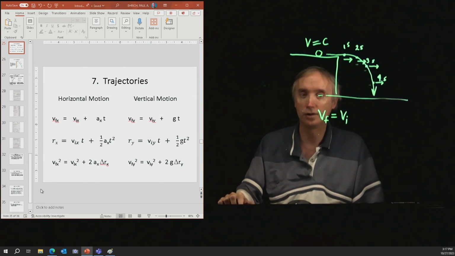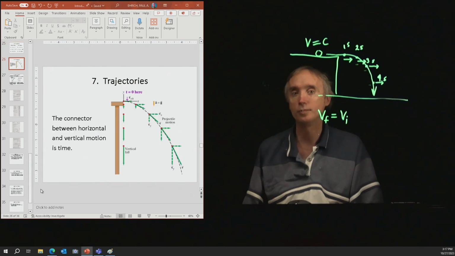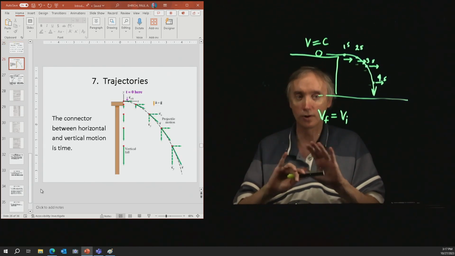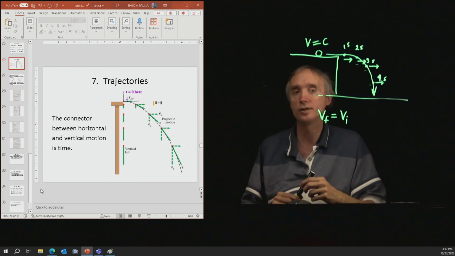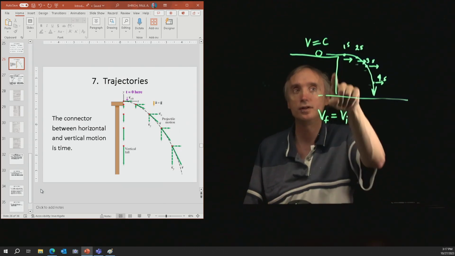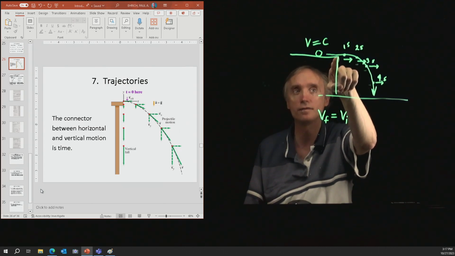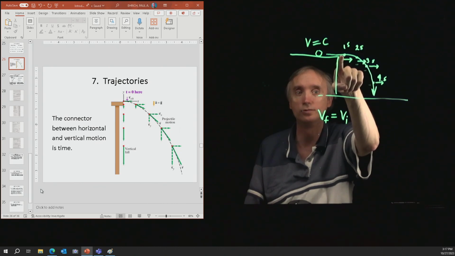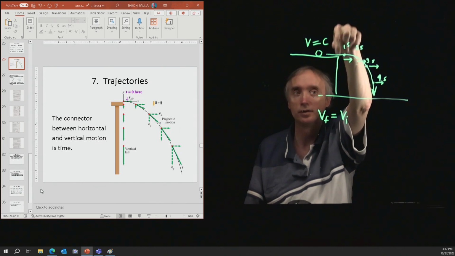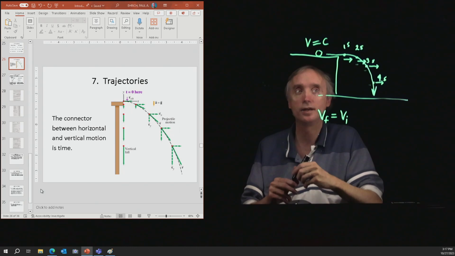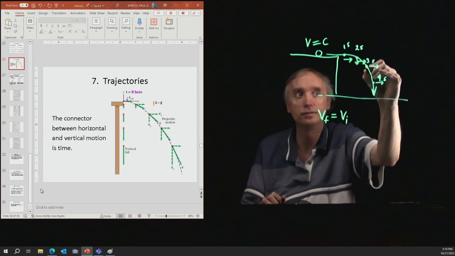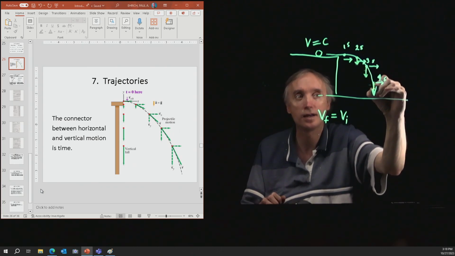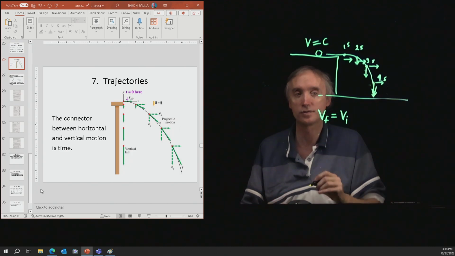Now let's take a look at what it's doing going up and down. So don't worry about the sideways motion. Only worry about what it's doing in the up and down. Initially, just as it comes off the lip of the table, it has no speed going up and down. But then it starts to have a little bit of speed, and then it has a larger amount of speed, and then it has the largest amount of speed.